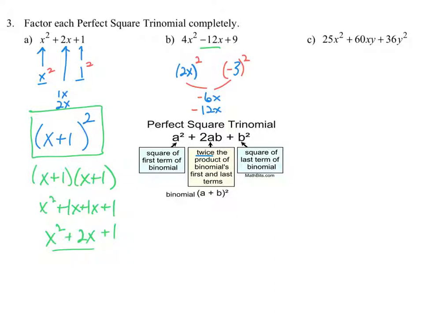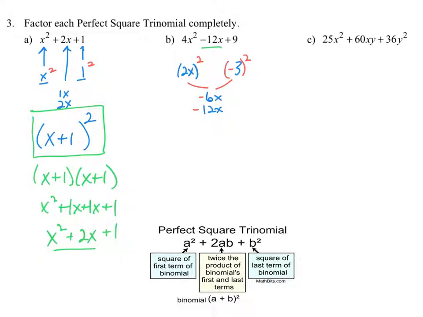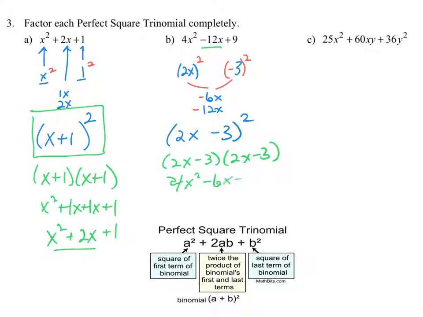So in factored form, we can write this as 2x minus 3, the entire quantity squared. Check this by using the FOIL method of 2x minus 3 times 2x minus 3. The first is 4x squared, the outer is negative 6x, the inner is negative 6x, and the last is positive 9. By combining the middle terms, you get 4x squared minus 12x plus 9.